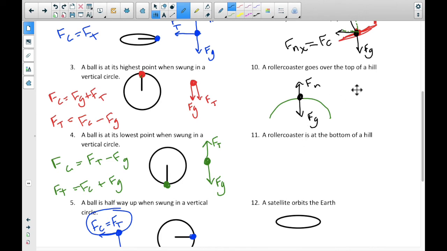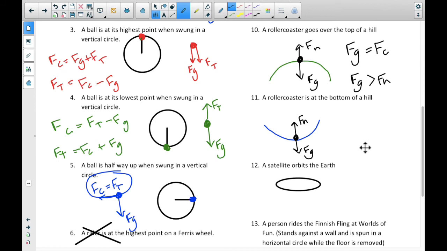What is providing the centripetal force? Well, in this case, the force of gravity is providing the centripetal force. And you better hope that the force of gravity is greater than the normal force. Why? Because if it's not, it's going to go launching off the track, and we don't want it to launch. So we want it to stay down here, so we're hoping that the force of gravity is greater than the normal force.